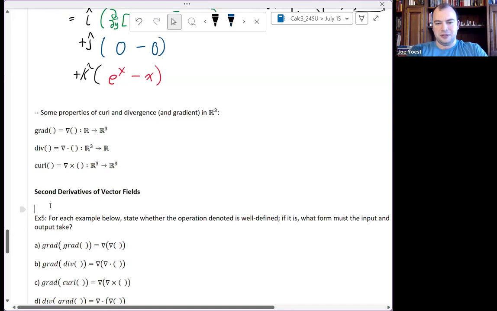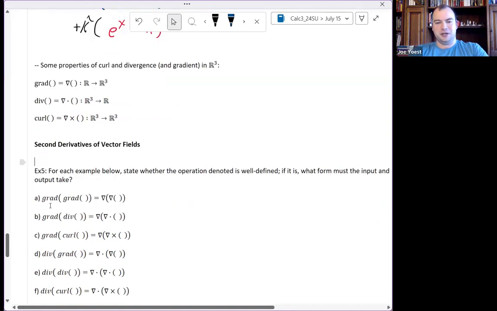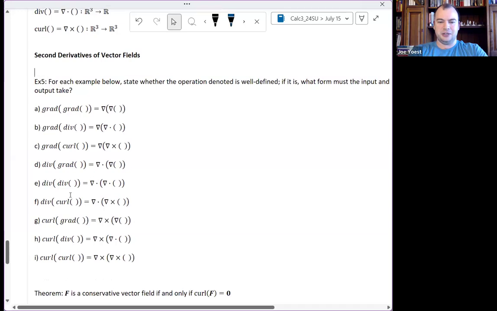Our book goes into this a little bit, but not all the way. But we're going to do a little exercise here. This looks like a lot of work, but it shouldn't be too bad.